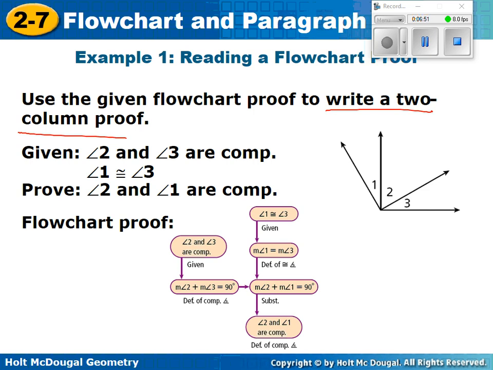So angle 2 and angle 3 are complementary. Don't forget that we do not abbreviate. So even if the book does, you write it out. And what's the reason? Given. Okay, where should we go next? Down the arrow. So I would say go down, and what can we conclude from this given? Very good. And the reason?